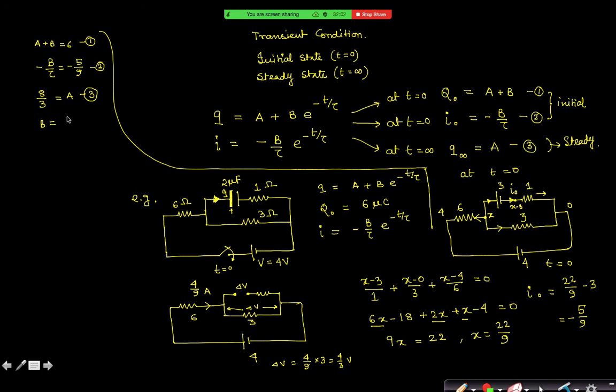B is 10 by 3, yes or no? Yes, sir. And what is tau? What is tau? 6 seconds. Now you just put the values A, B and tau, you will find the answer.